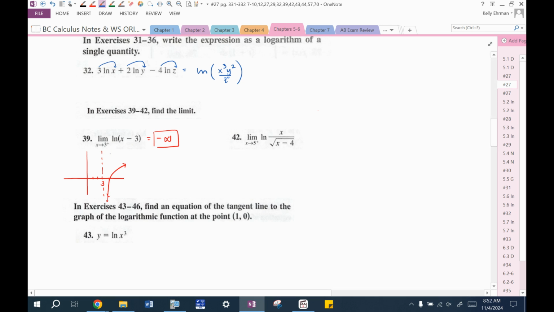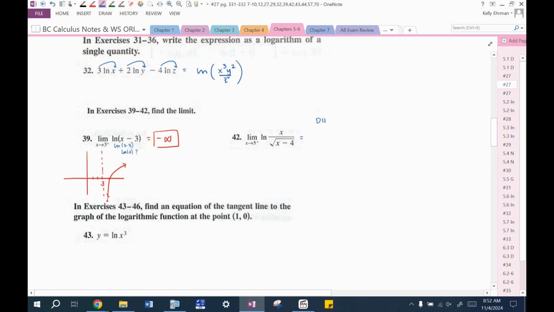And I should also mention this. Remember, with limits, you can just try direct substitution, but the natural log of 3 minus 3 is the natural log of 0. And that's something that we can't do. So that's why we need to investigate the graph.